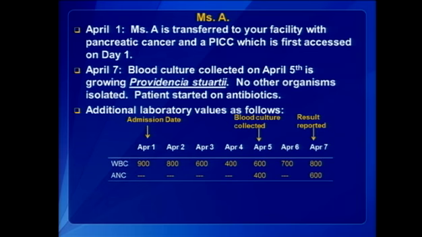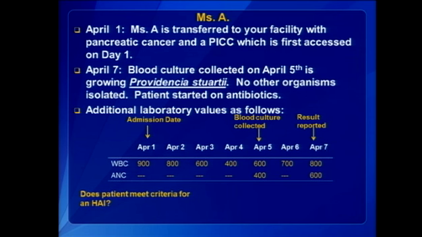You can see that admission day is listed as April 1st here, and we have WBCs for every day following that, and ANCs for 2 of the days. The blood culture was collected on April 5th, as I've shown you here, and it was reported on the 7th.